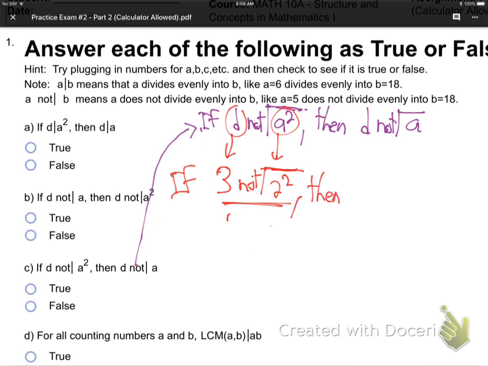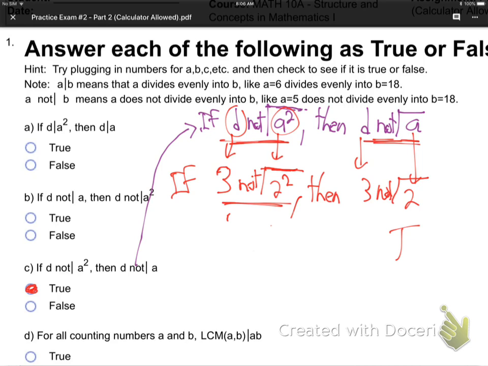Then that same D, 3, will not go into just the plain A, 2. 3 does not go into 2. That's true. This one's going to always be true. You could do example after example, it will always be true. If D does not go into A squared, it'll never go into A. It's a true statement.